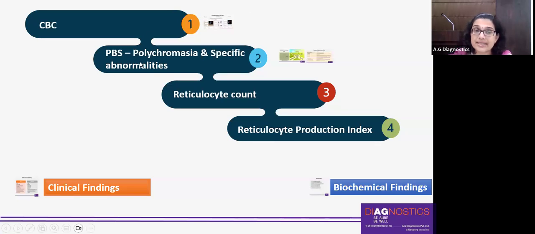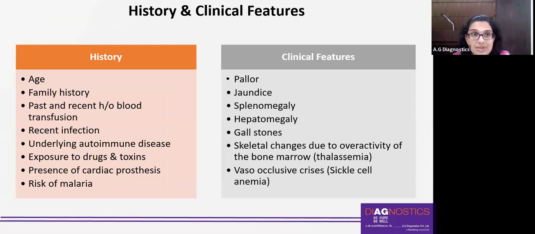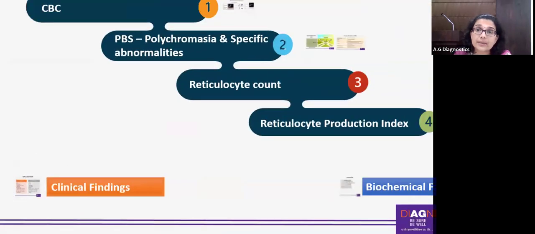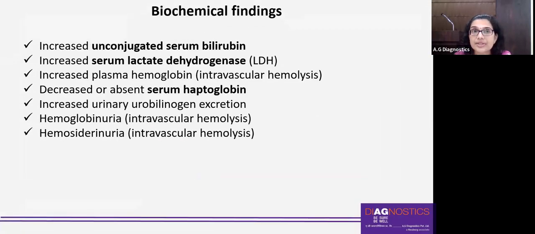So the central investigation, CBC, showing anemia. On PBS, what we see is polychromasia and specific cell abnormalities. We need to do the reticulocyte count, reticulocyte production index, and we need to take this in account with the clinical findings and the biochemical findings. In the clinical picture, what we are looking at is the history with particular reference to the age, family history, past and recent history of blood transfusion, and so on. In the clinical features, we are looking at pallor, jaundice, hepatosplenomegaly. In the biochemical findings, what we are particularly concerned with is the increased serum indirect bilirubin, increased serum lactate dehydrogenase, and decreased or absent serum haptoglobin.